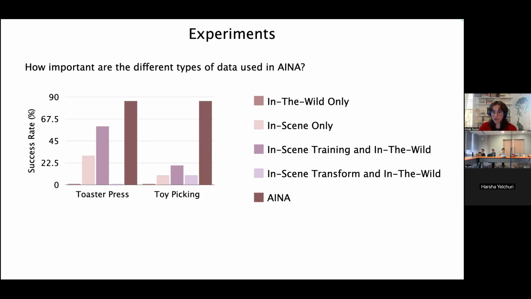Then light pink is in scene only. As you can see, compared to Aina, the generalization is much worse. But for the point where the object was during in-scene demonstration, it succeeds pretty well. I also add some rotational and translational augmentation during training, so it can also generalize a little bit around it, but it was pretty specific to that object and that location.